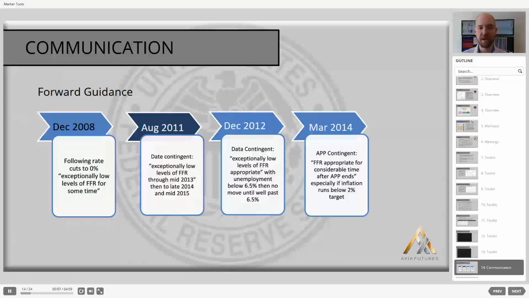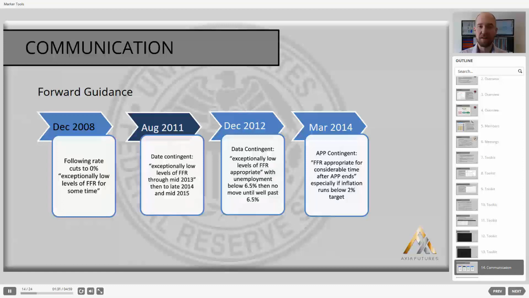So it became date contingent, and this exceptionally low levels of Fed funds rate changed to through mid-2013. This was then advanced to late 2014 and then also to mid-2015. So this has been a line that the Fed has kept for some time and continued to update, giving the market a sense of when it's not going to raise rates, because they continually push this back and back and back.